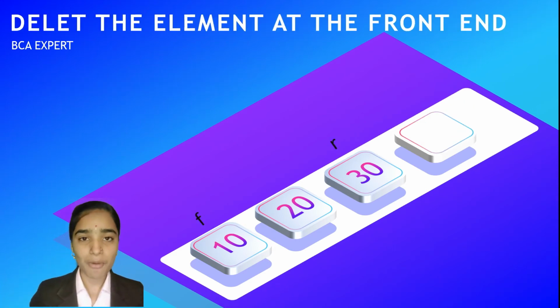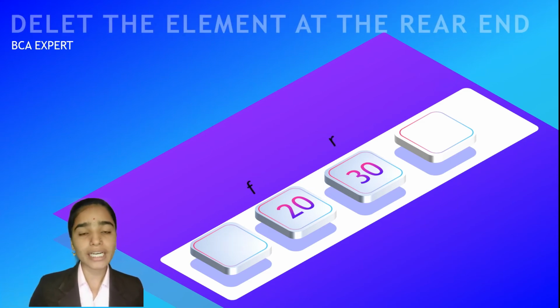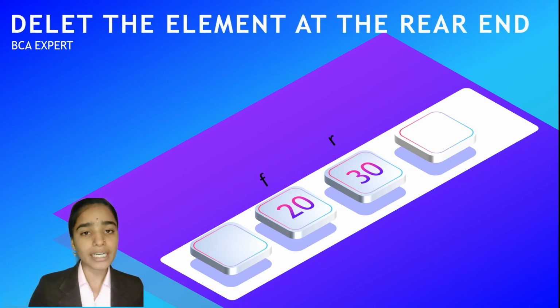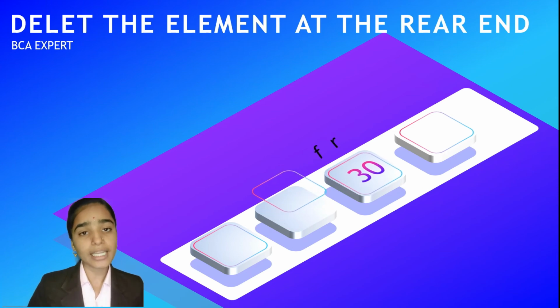Next we discuss how to delete an element from the queue. Let's assume we have inserted the elements 10, 20, 13. First we delete the element 10. Next we delete the element 20. When 10 is deleted, front is pointing to 20 and rear is pointing to 13. When we delete 20, both front and rear are pointing to 13.